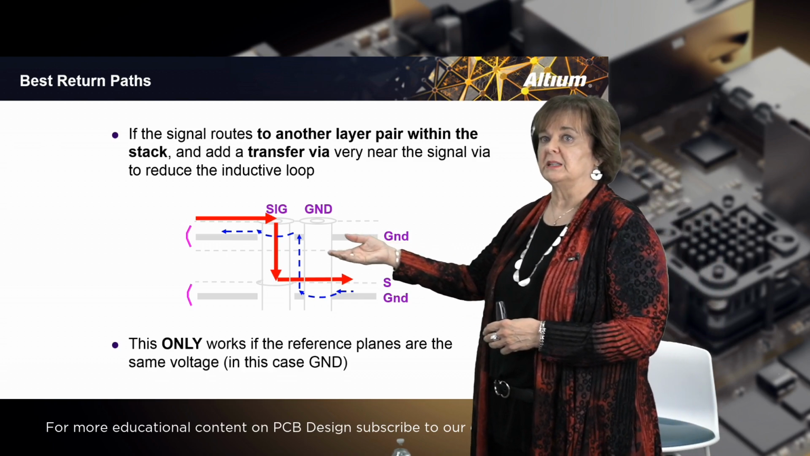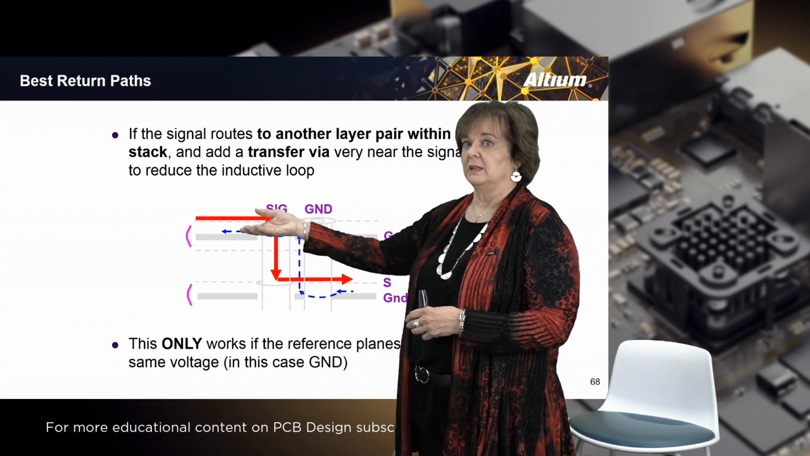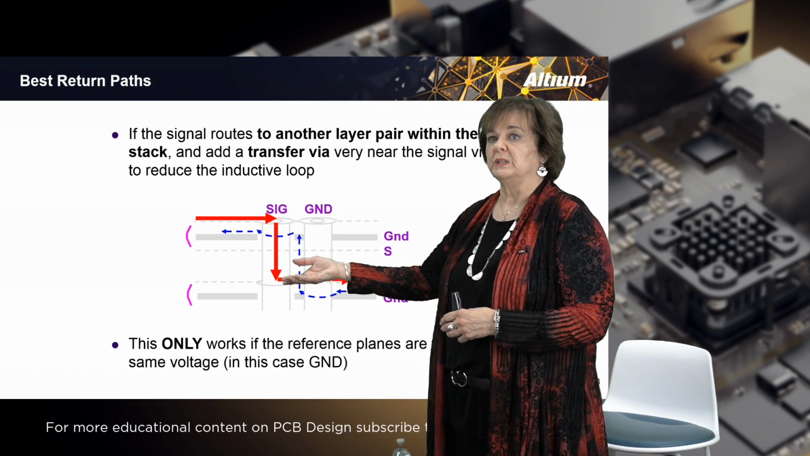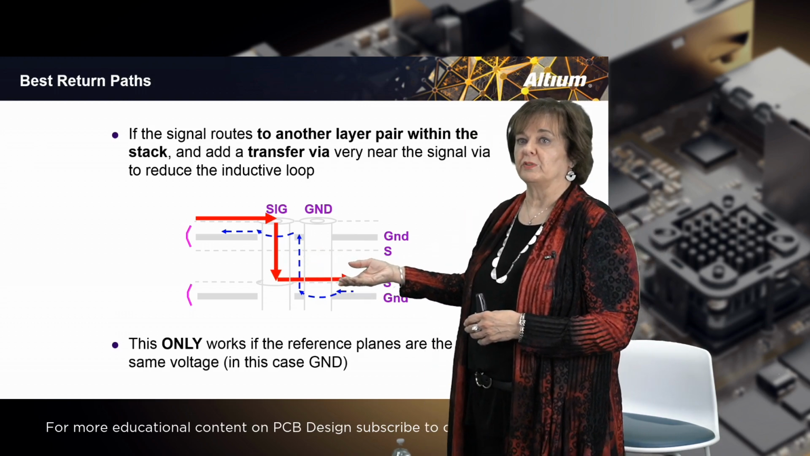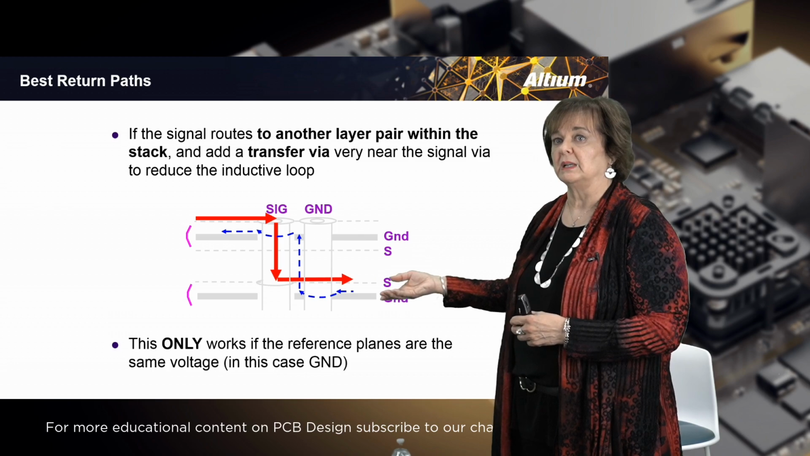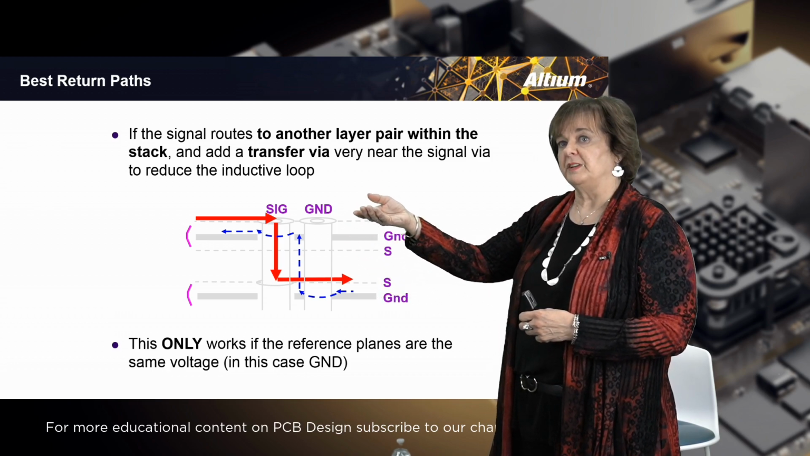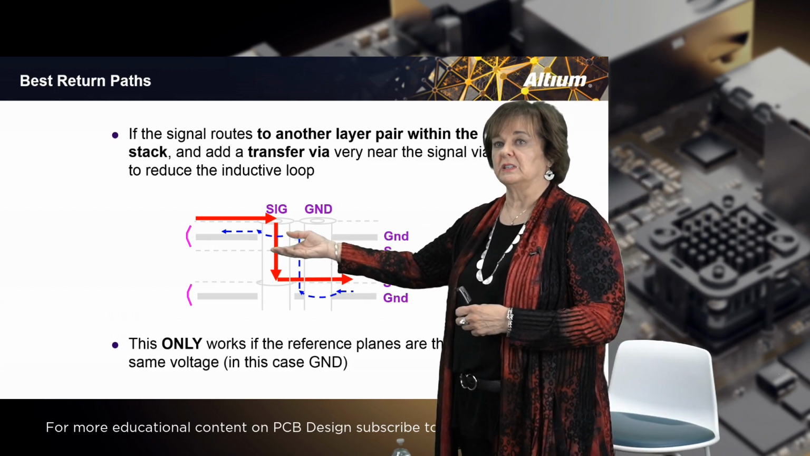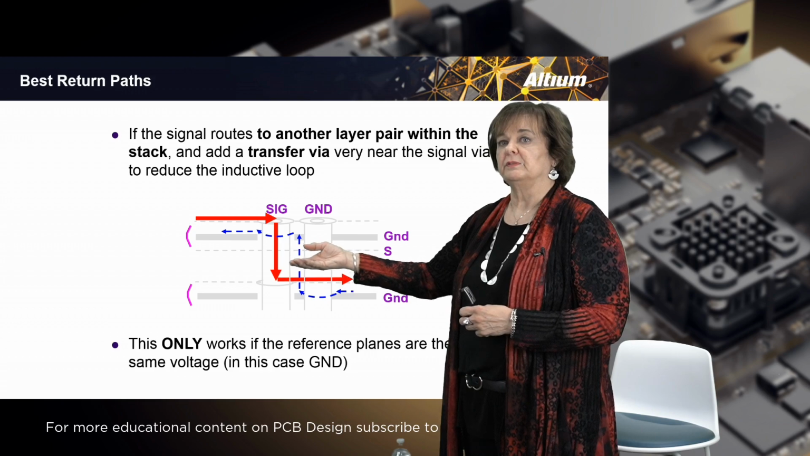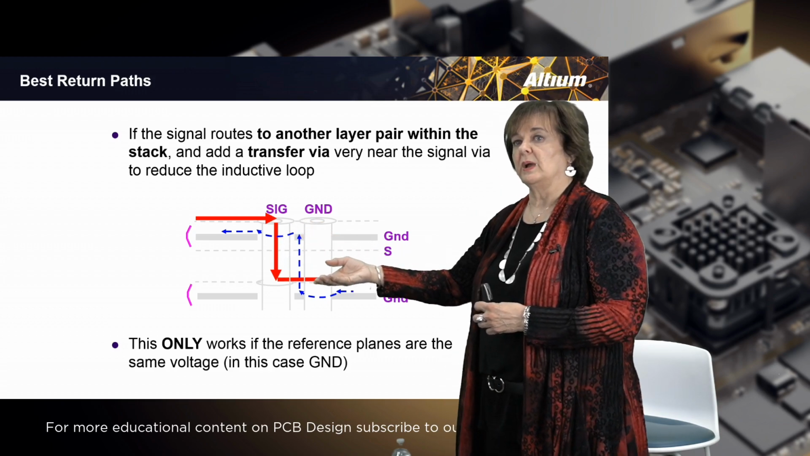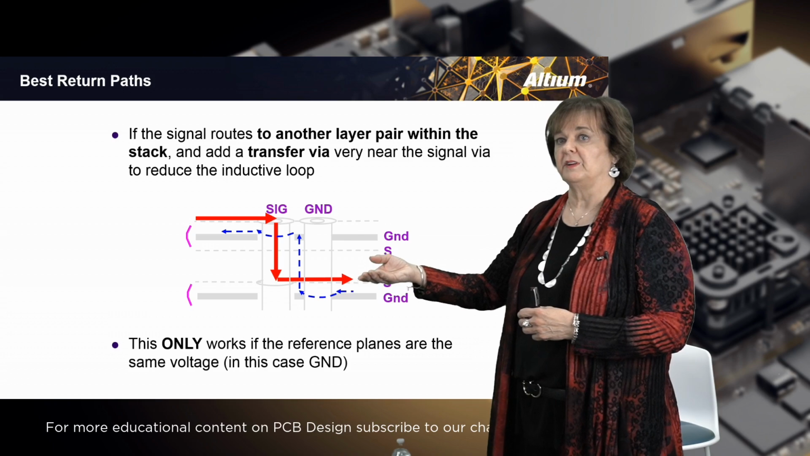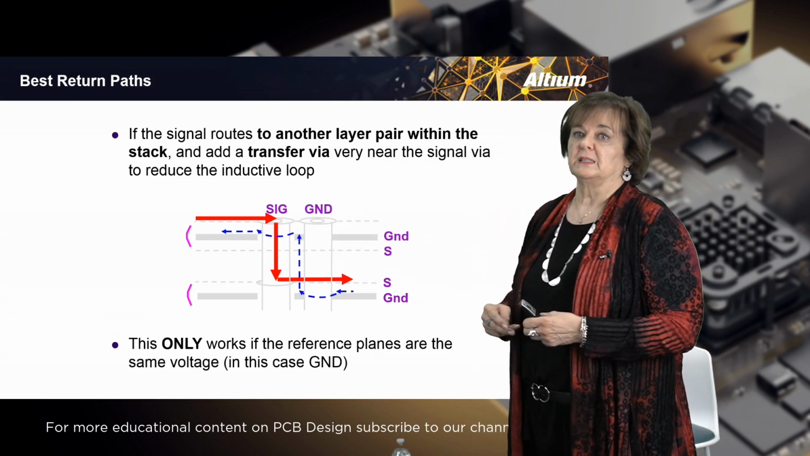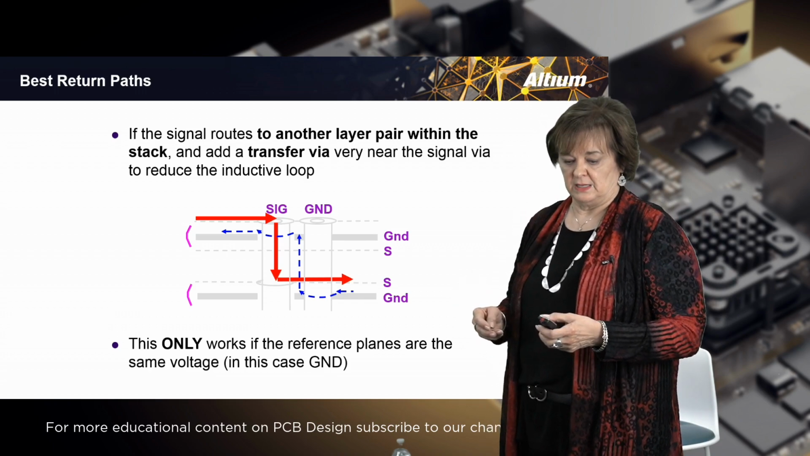So that what is happening is the signal is coming this direction and it's going down a via, its own via, to another layer, referencing another plane, in this case another ground layer. And if you put a ground via connecting those two ground layers next to each other, very close to the signal, then the energy can couple very easily from the signal and the ground, and so the return path can easily follow that trace going back to its source. This only works if the reference planes are the same voltage, in this case ground.